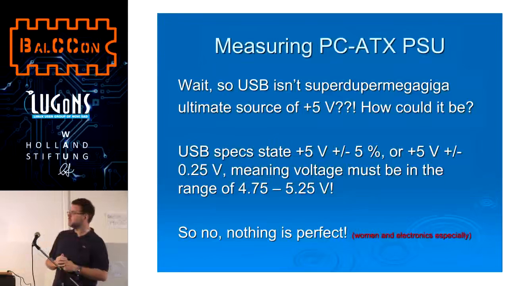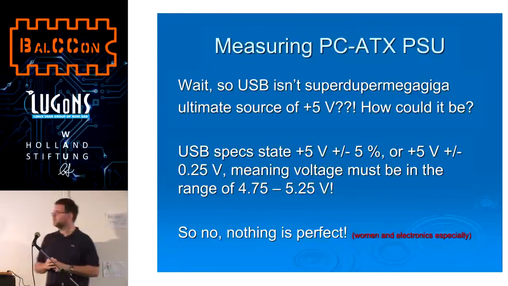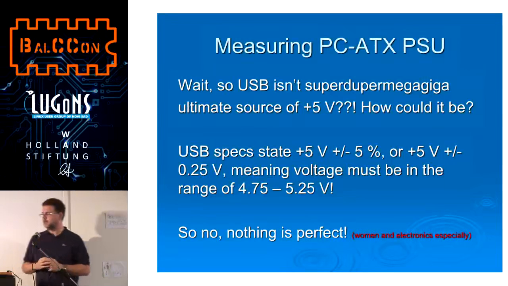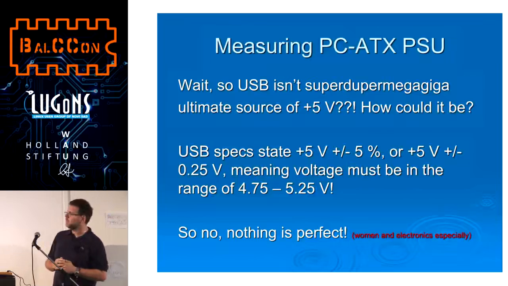Why? Because USB, as all other voltages, has tolerances, and the tolerance for USB voltage is 5%. So if you measure somewhere between 4.75 and 5.25 volts, it's okay. So your USB doesn't have to be exactly 5 volts. And my students usually say the 5 volts at USB is the most precise source of voltage ever devised by the human race, and that's not very true.